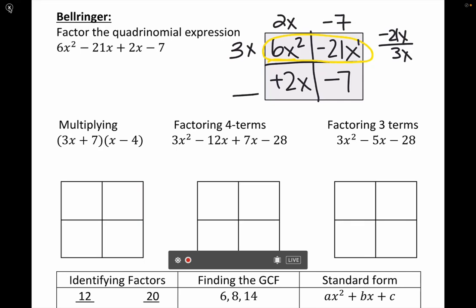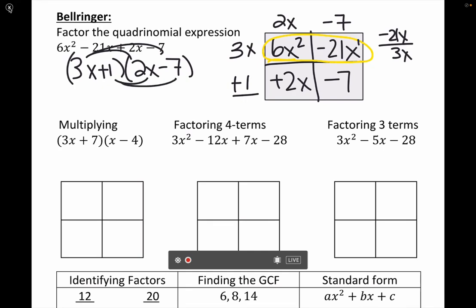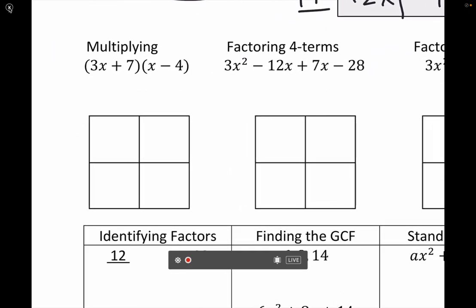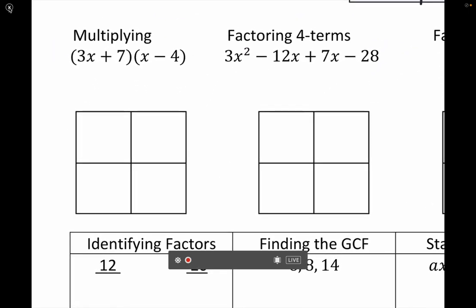And then we said to fill this in, something times negative 7 is positive 1. So our factors are 3x plus 1 and 2x minus 7. And we said that means if we were to distribute or do box, we would end up back with this whole big polynomial here. Just as a review of things we've gone over, we've talked about multiplying.